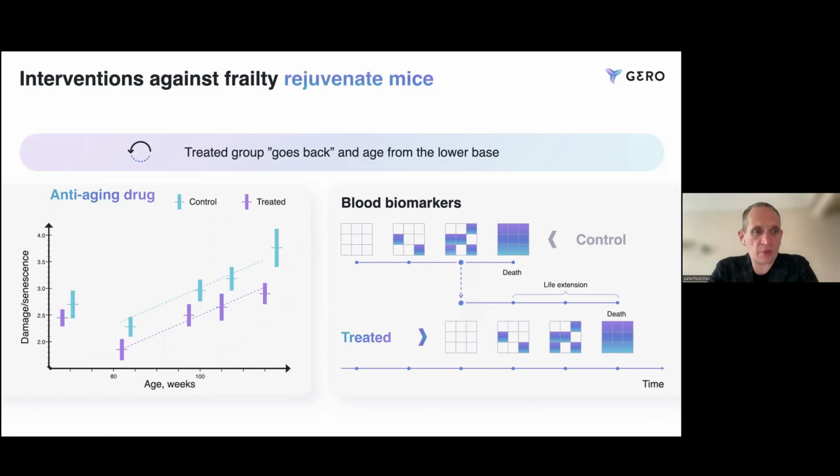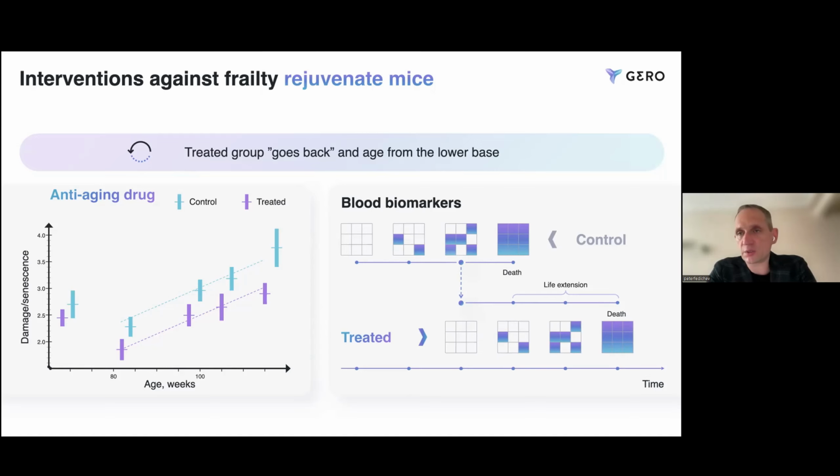So, for example, in our experiments, we see that if you treat animals with experimental anti-aging interventions, this is time-resolved biology in a way. On the left, you have the damage, senescence, which means the frailty index. This is the computer-generated measure from blood analysis in these animals. On the horizontal axis, you see the age in weeks. And we have had 2 interventions against aging, just 2 shots of experimental intervention between the weeks 72 and 82.